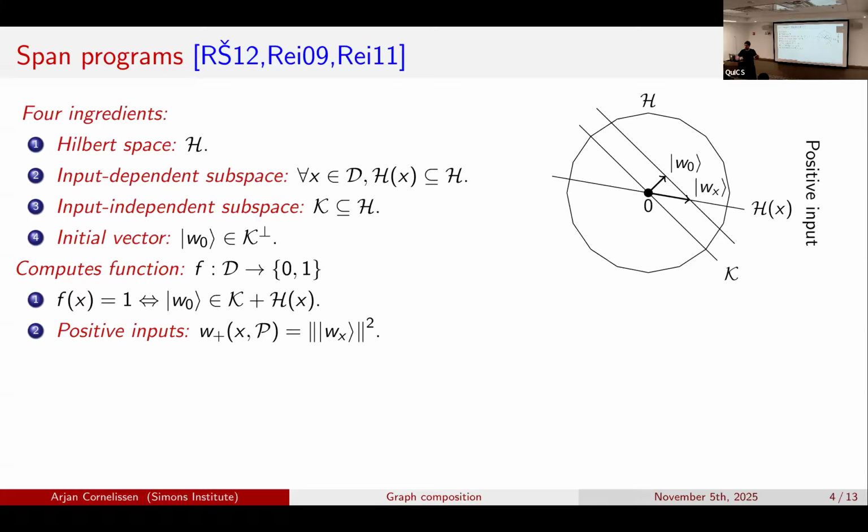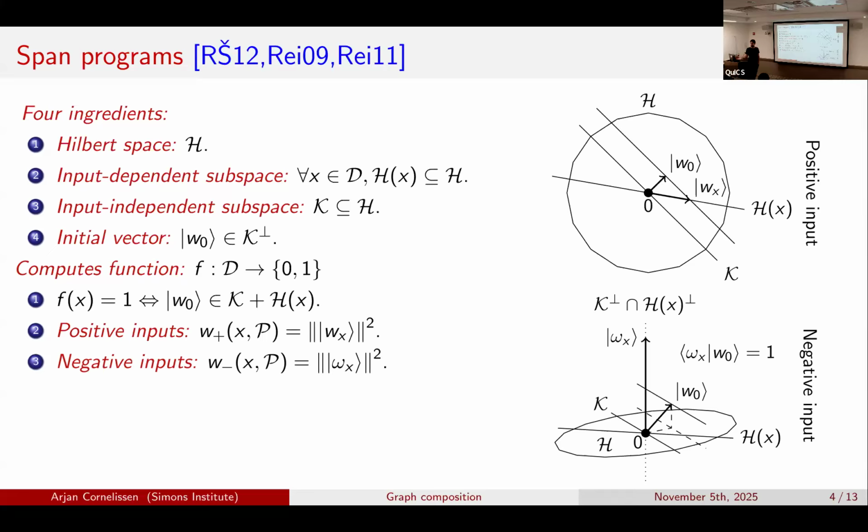So far I'm just defining things, I'm not really building intuition yet. This might be a silly question, but what is a positive vector? A positive witness is a vector in h of x such that the difference between this vector and W0 is a vector in K. So that's a positive witness, and in this picture it's represented as this vector. There might be multiple of them, and if there are multiple, then any such vector would be a positive witness, and here I would be taking the shortest. So this is the positive case.